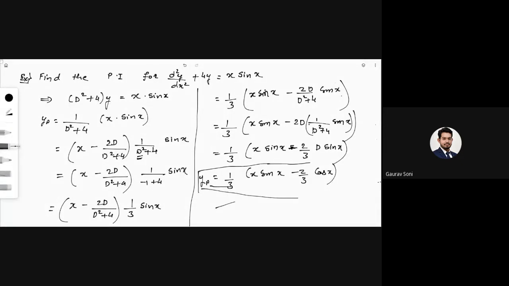So the rule is clear now. We'll solve one more example on the same rule, and the question is: solve d square minus 2d plus 1 y is equal to x e to the power x sin x.